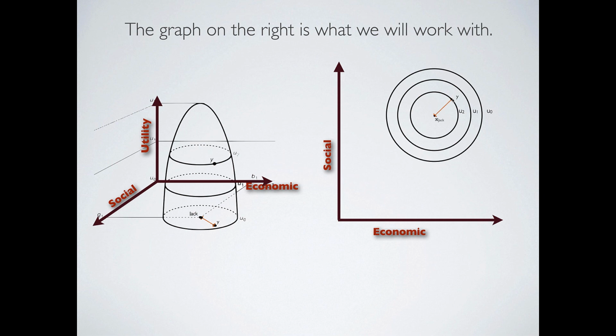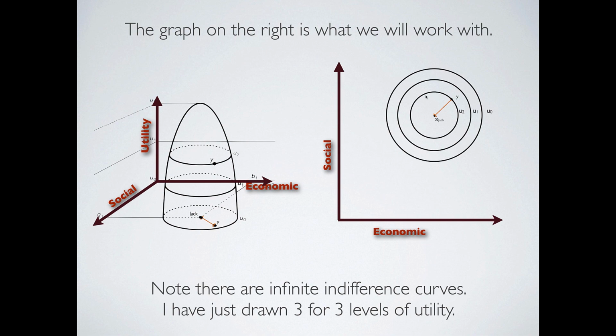But the one we're really going to care about is this level of utility, the level of utility for an alternative y, because we're going to want to know what would Jack vote for over y, and when would he vote for y against another proposal. And if that proposal is outside of his indifference curve, he likes it less than y, so he would vote against it. All right. So as I just said, there's an infinity of these indifference curves. I've just drawn 3 of them.